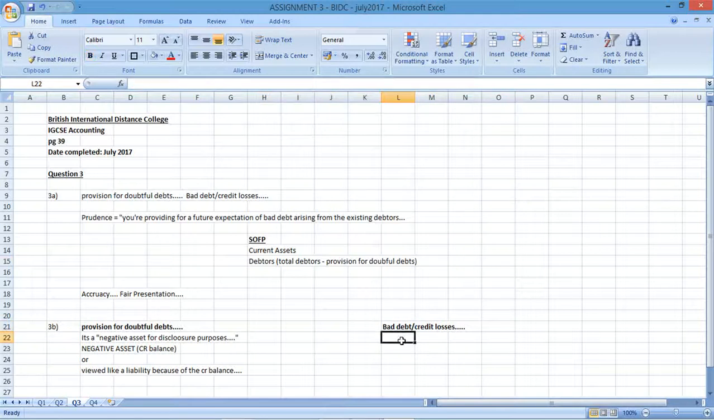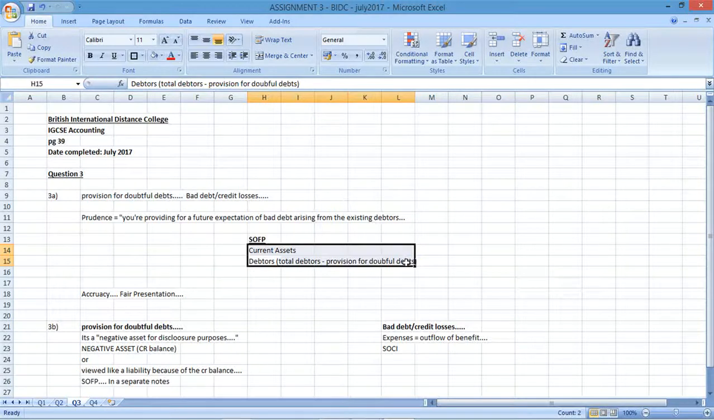Bad debts or credit losses is an expense. Why? It meets the definition, outflow of benefit. Expenses are disclosed in the statement of comprehensive income. We can insert that. This would be disclosed as part of the statement of financial position, in a separate note for additional detail for the users. Bad debt would be an expense outflow. It'll be part of your statement of comprehensive income. It's operational expenses relating to writing off of bad debt.